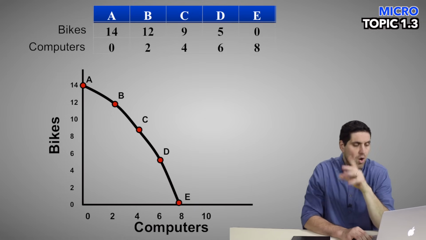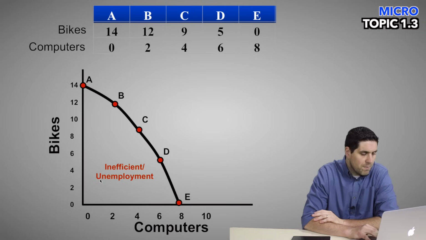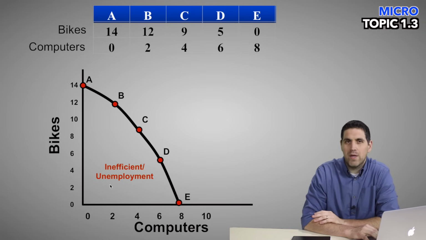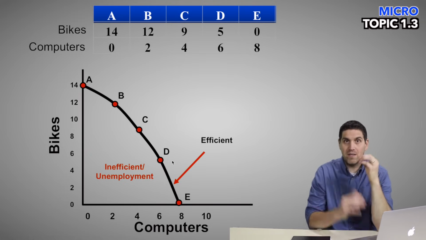Now, a couple things you need to know. First, any point inside the curve is the idea of inefficiency. If we're producing only 2 computers and 2 bikes, we're being inefficient with our resources. If we're producing at any point on the curve, then we're actually producing what's efficient. Right?